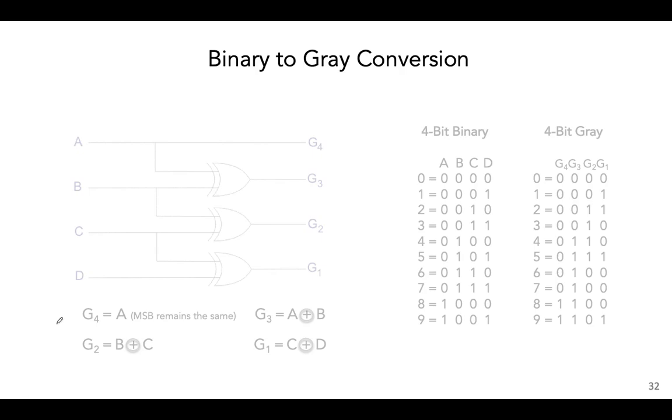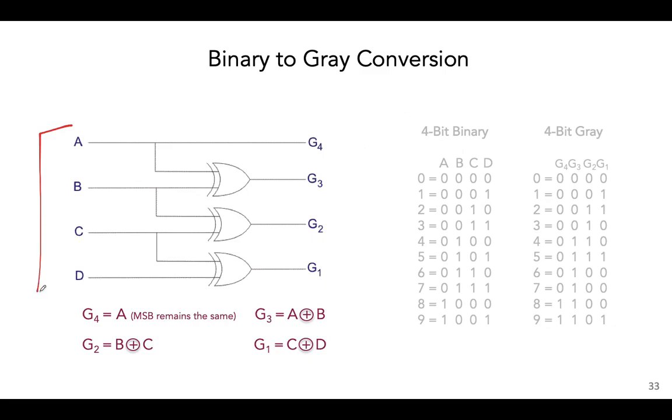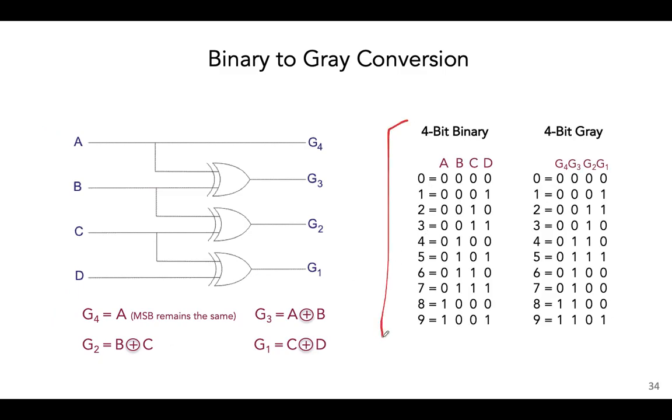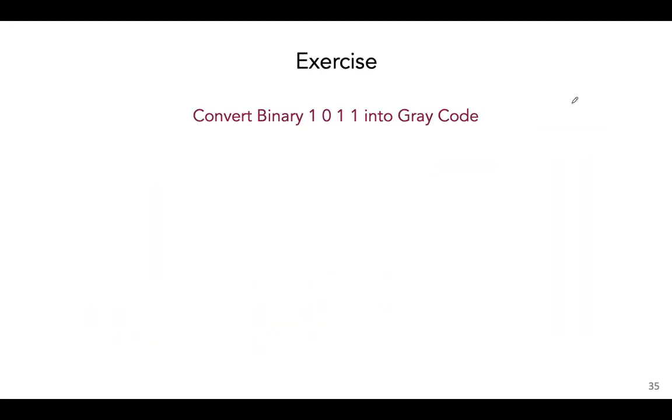Now let's do the reverse of this. Now we are given a binary code and we're supposed to convert it into gray. This is a circuit that does that. On the input side are the 4 bits of the binary code, on the output side are the 4 bits of the gray code. These are the equations, and using these, this is what we get. So, binary to gray. Again, let's take a look at an example.